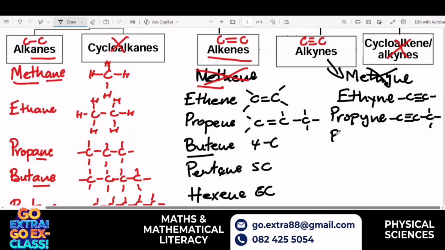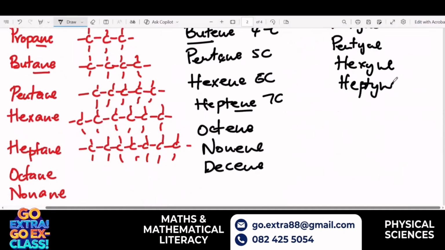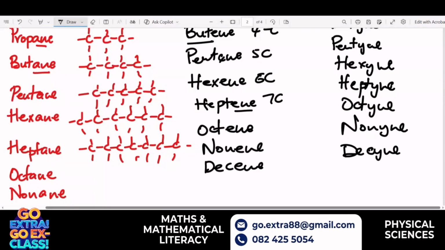So we can continue. We have also butyne, pentyne, hexyne, heptyne, octyne, nonyne and decyne, as you can see now. I'm going to add decyne here. So I think that's basically what you need to know as a start into these organic molecules. These are the basic names that you need to be able to know.